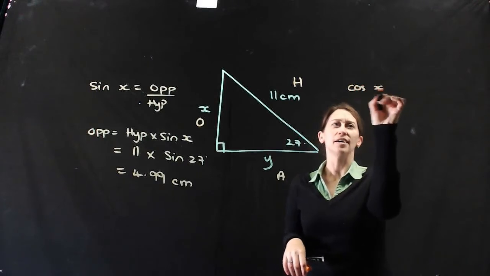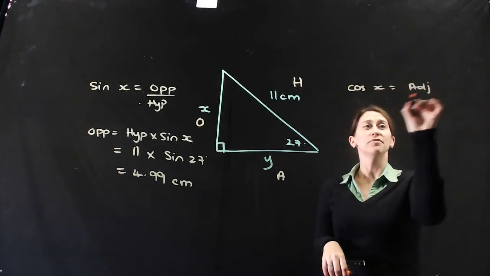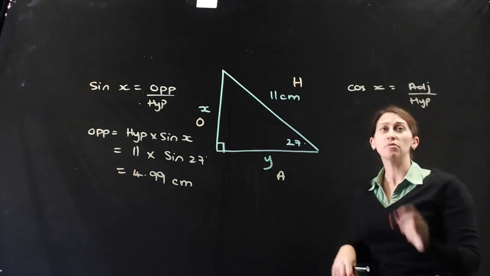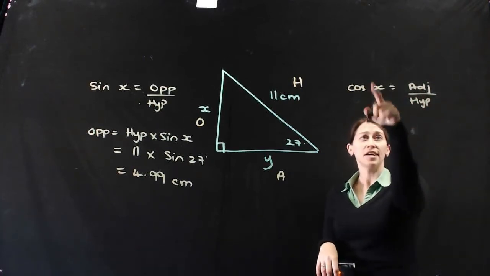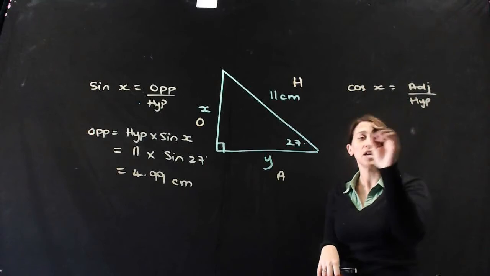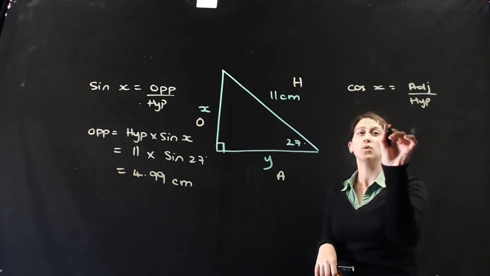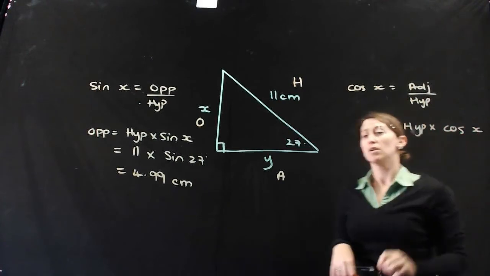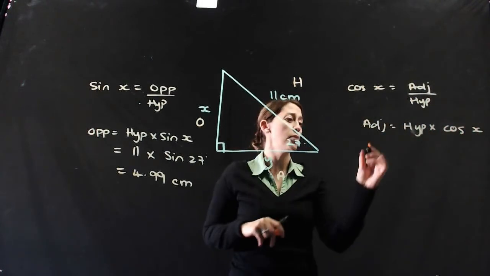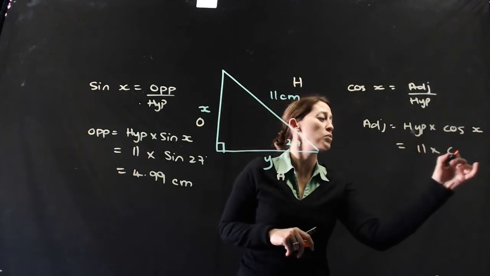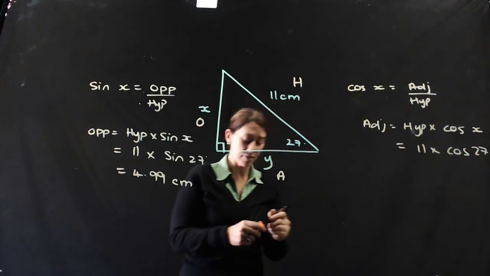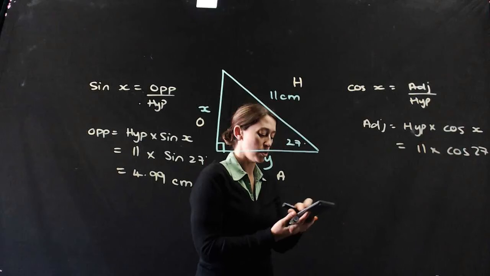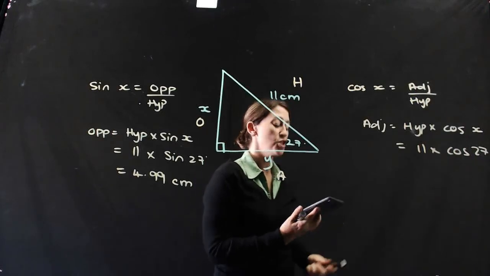So cos x equals adjacent divided by the hypotenuse. And again, it's the adjacent I need, so we need to rearrange that. So taking that up there and that up there gives me the adjacent equals the hypotenuse multiplied by cos of the angle. Angle is 27, hypotenuse is 11, so 11 multiplied by cos 27. Type that in and I get 11 multiplied by cos 27 is 9.81.